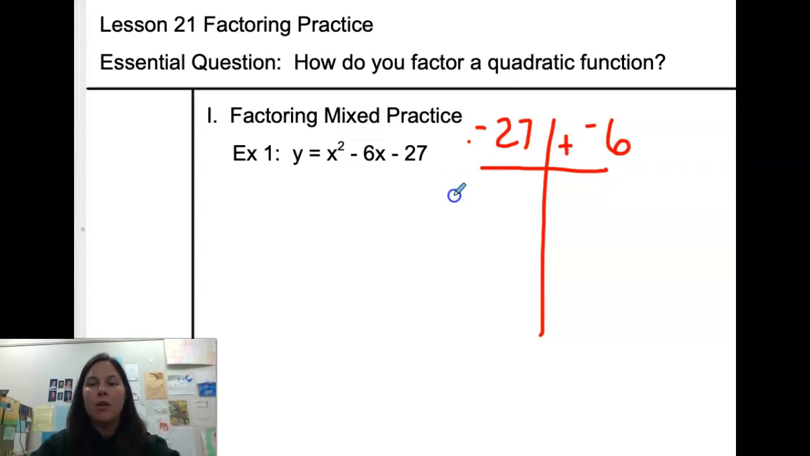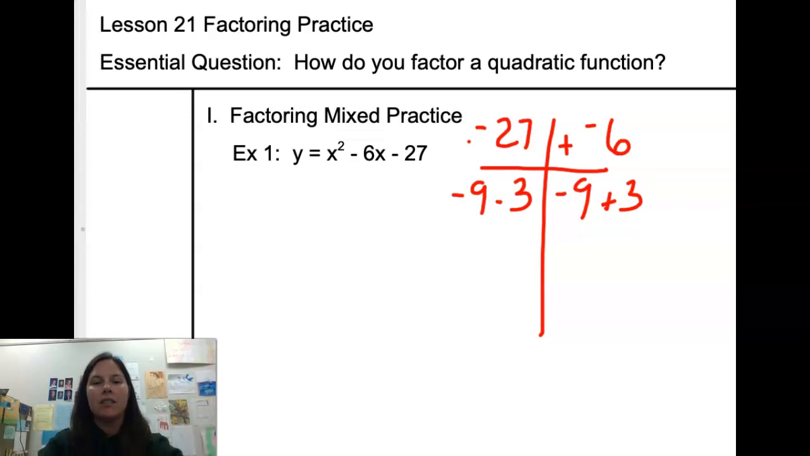I hope you came up with negative 9 times a positive 3. A negative times a positive multiplies to a negative, and negative 9 plus 3. If I have $3 and I spend 9, I spent 6 too much, so that would be a negative 6. Setting this up, y equals x minus 9 times x plus 3.